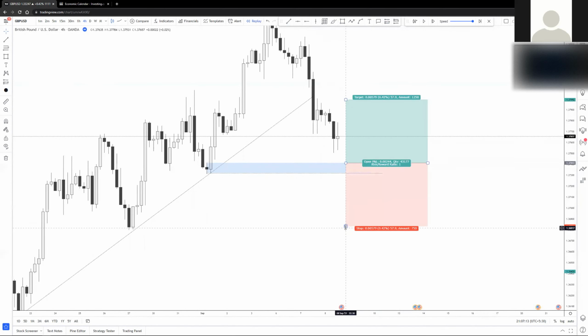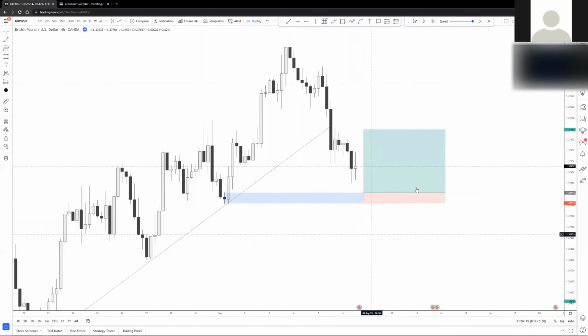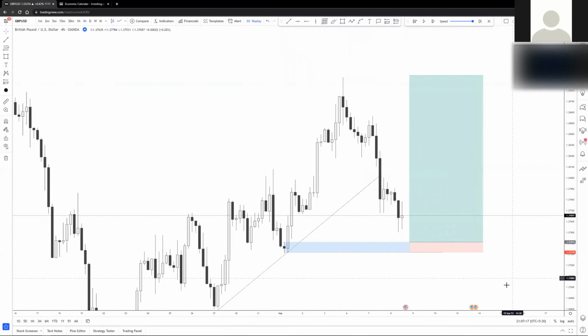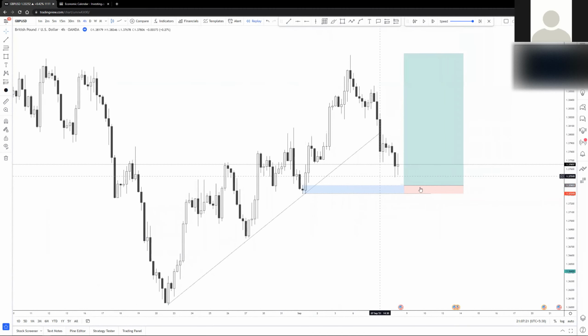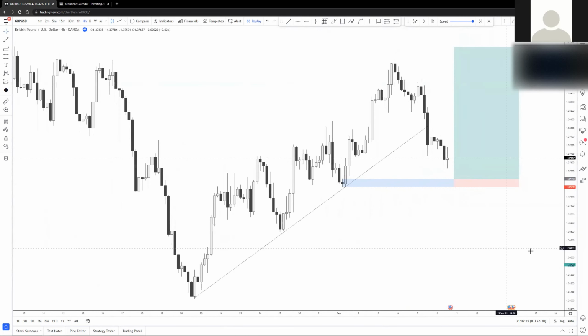like this, and that's a 10 pip stop loss from a 4-hour time frame. So not bad at all for new traders. So they will do this. And so we have the stop losses of the smart money traders resting below that low. And then we have supply and demand traders.